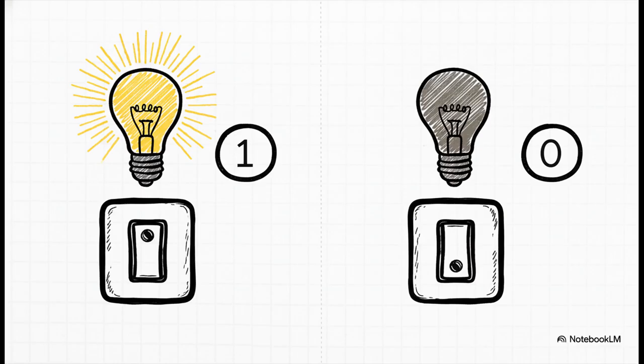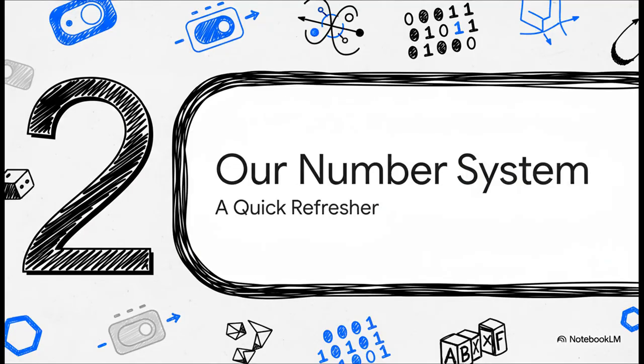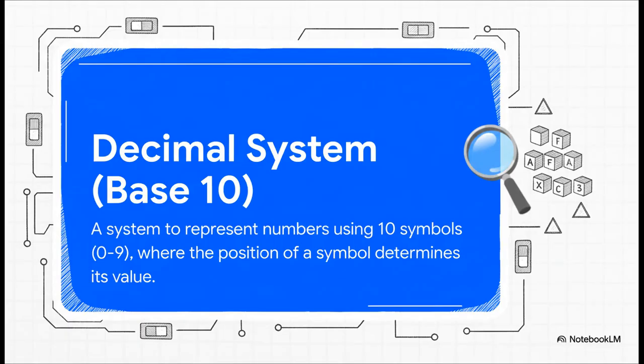Just ones and zeros. Okay, so to really get how computers solve this two-state problem, it actually helps to take a quick look at the system that we use every single day, probably without even thinking about it. Right. So we use what's called the decimal or base 10 system. And it's called base 10 for a pretty obvious reason. It uses 10 different symbols, 0 all the way up to 9. But the real magic isn't the symbols themselves. It's all about where we put them.